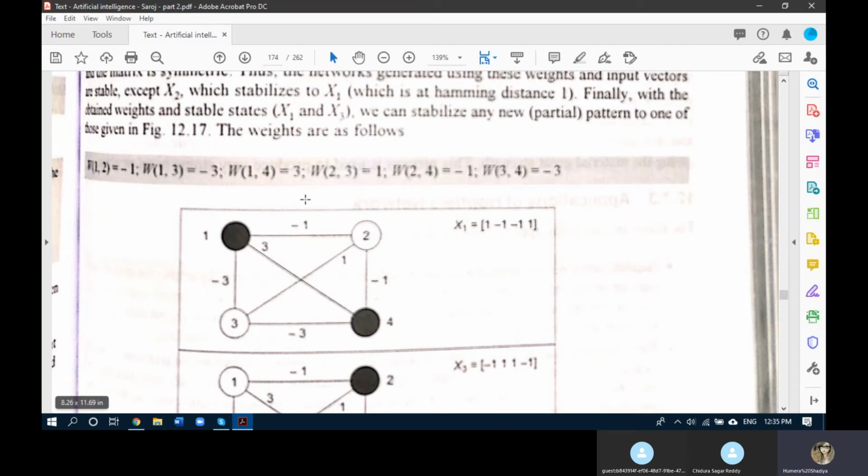Look at here. There are three input samples. Each one has a four element data value. So there are four units. How are they connected?